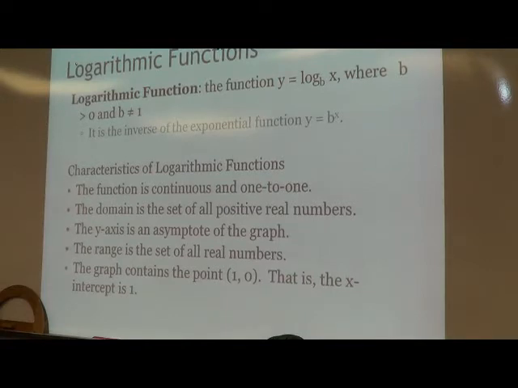The domain is all positive real numbers. The y-axis is an asymptote instead of the x-axis. The range is a set of all real numbers. And the graph contains the point 1, 0. That is, the x-intercept is always going to be 1, unless you add or subtract to it a little bit.